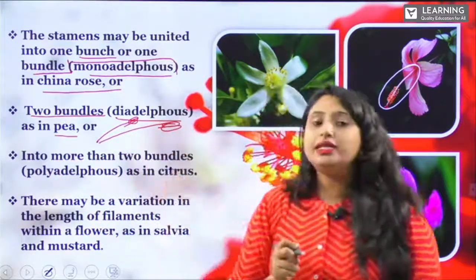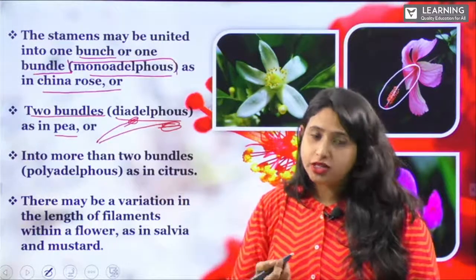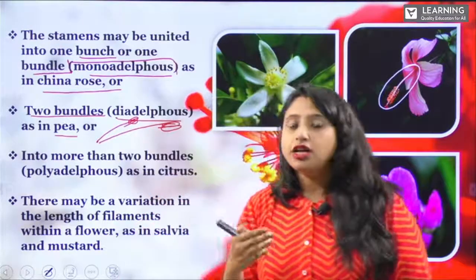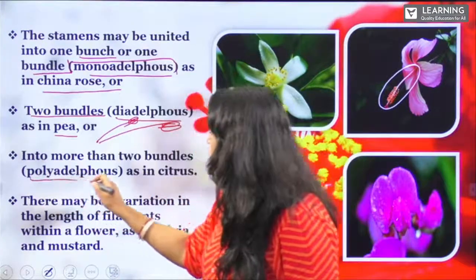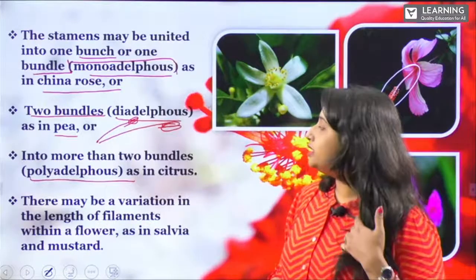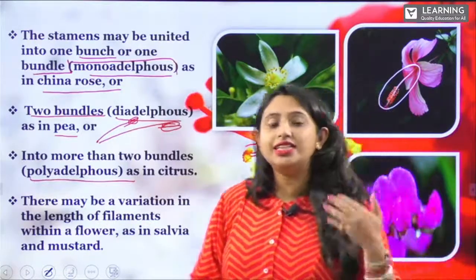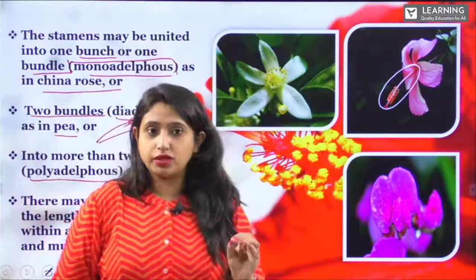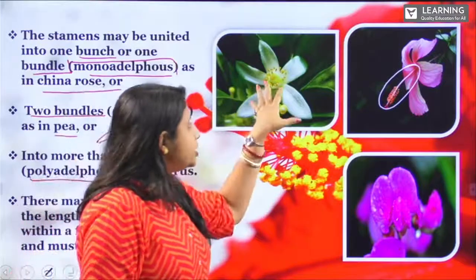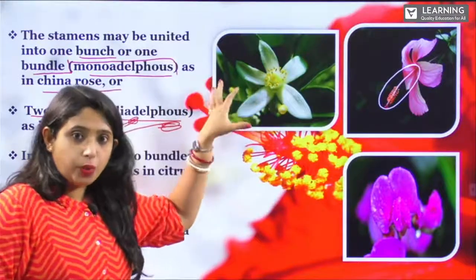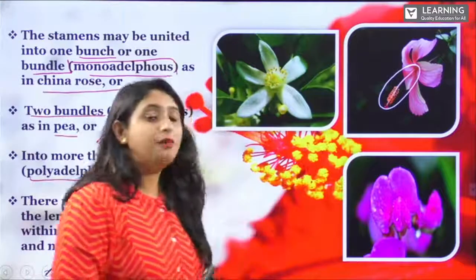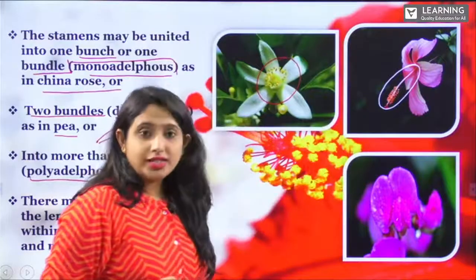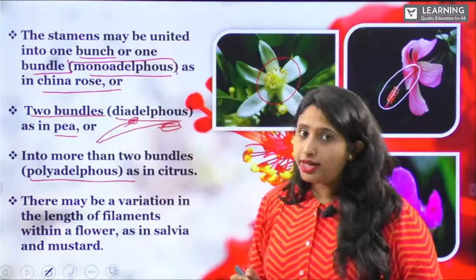All right, next is more than 2 bundles. When the stamens are arranged in more than 2 bundles, what do we call that? Anything more than 2, we call poly. That is polyadelphous. We see this type of arrangement of stamens in the lemon flower, that is citrus. You can see in this picture of a lemon flower that the stamens are arranged into many bundles. So this is known as polyadelphous.